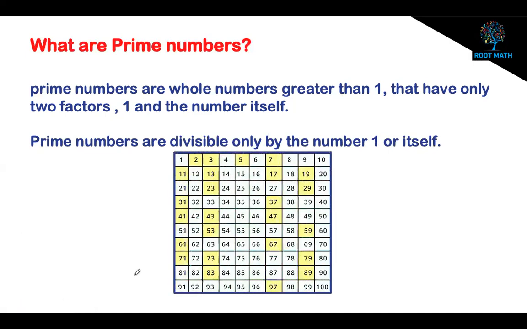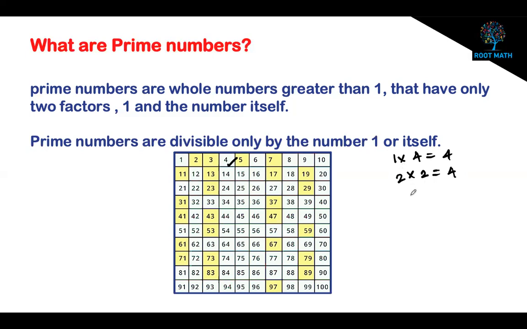Here, I have shown you the list of numbers from 1 to 100. The shaded numbers are the prime numbers. Here, 2 and 3 we already discussed. What about 4? 4 is a composite number. Why? Because in the first timetable, you can see 1 time of 4 is 4. In the second timetable, it is 2 times of 2 is 4.